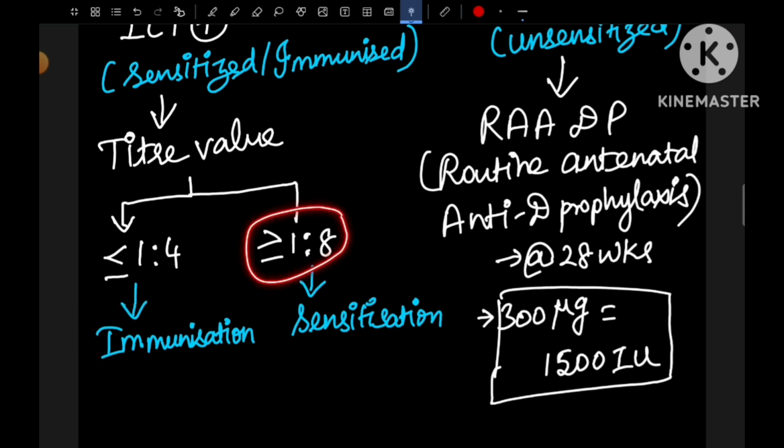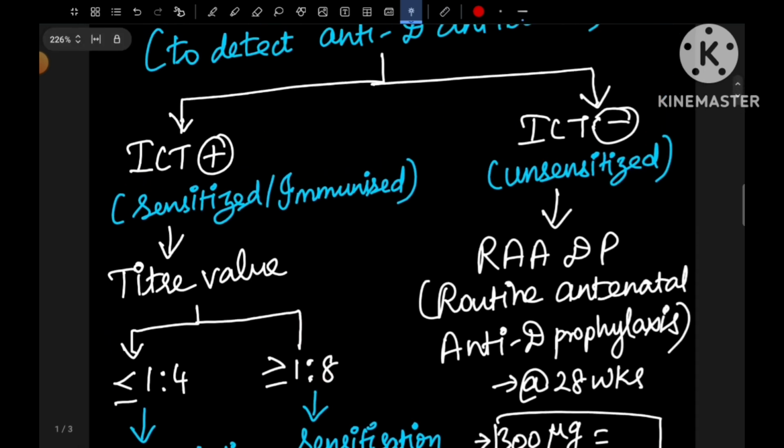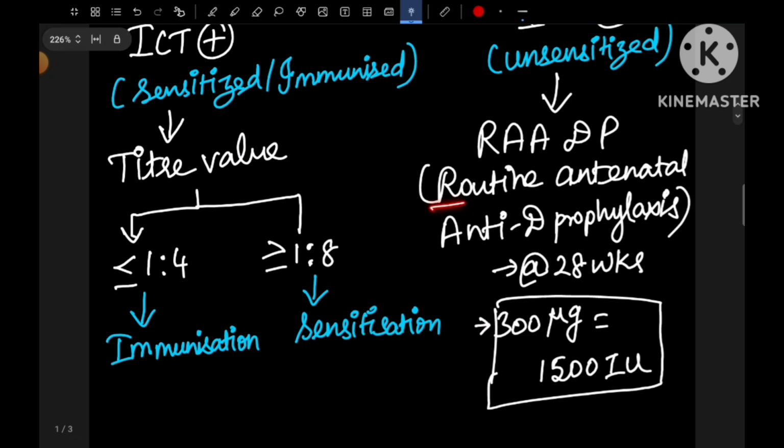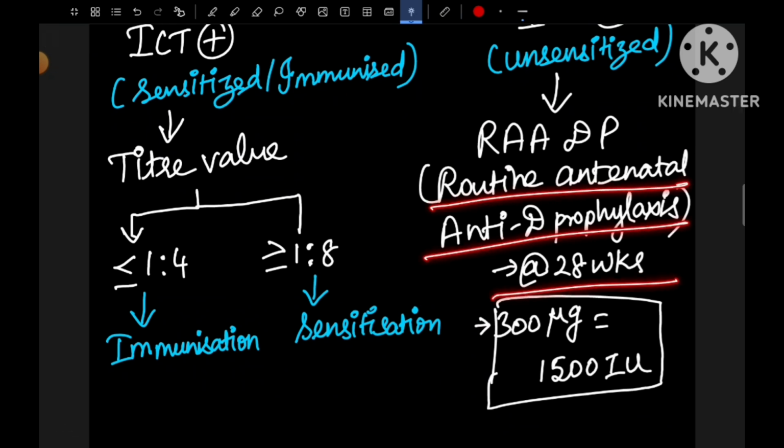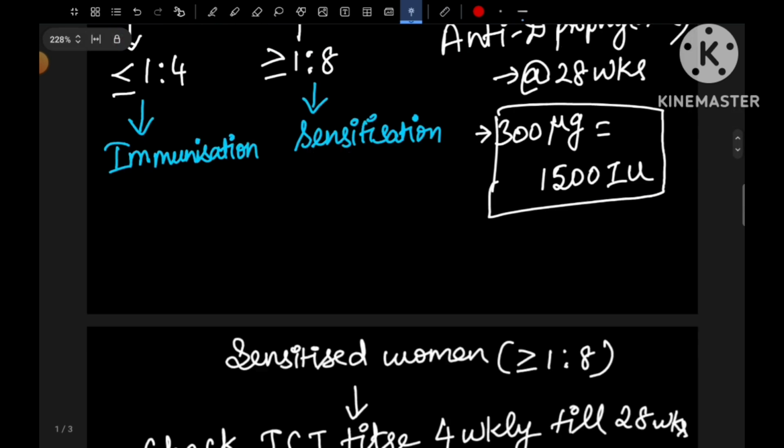But if it is more than 1:8, then some sensitization has taken place. There are anti-D antibodies in her blood, which are able to attack the fetus. Okay, this is what we infer. But if the ICT is negative, then no need to worry. The patient is unsensitized, so we can give the prophylaxis. We give RAADP, that is routine antenatal anti-D prophylaxis, at 28 weeks. How much will you give? It's 300 microgram, which is nothing but 1500 international units.